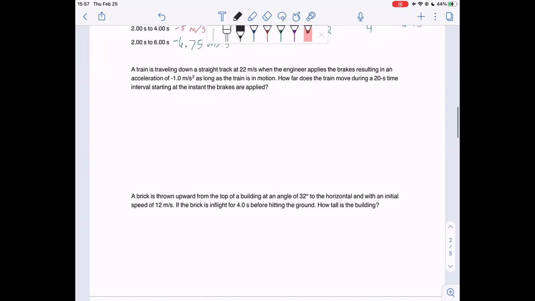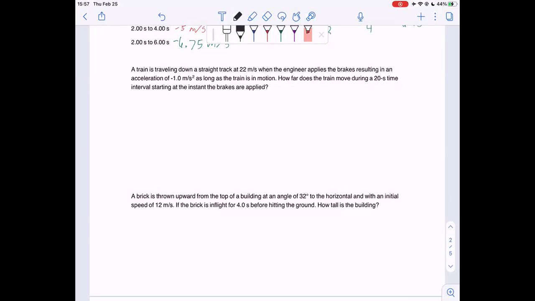Moving on to the next one: a train is traveling down a straight track at 22 meters per second when the engineer applies brakes, resulting in an acceleration of -1 meters per second squared. As long as the train is in motion, how far does the train move during a 20-second time interval starting at the instant brakes are applied? So we got a train going 22 meters per second, slowing down at 1 meters per second squared. It slows down for 20 seconds.